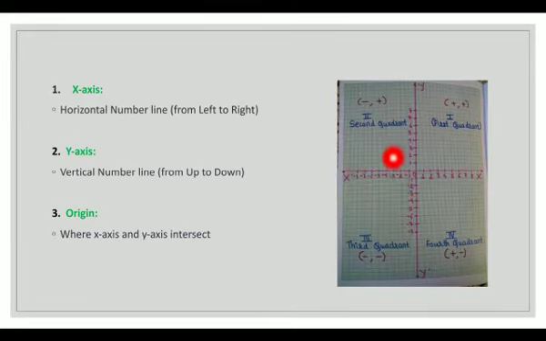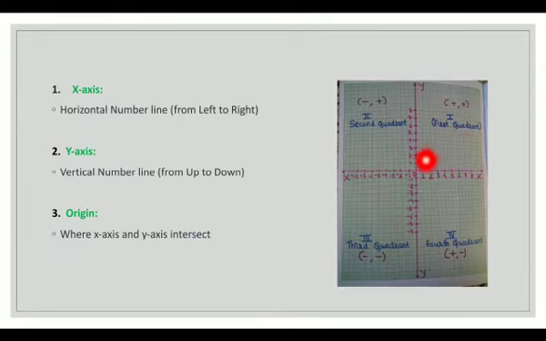As we know, x and y Cartesian plane is broken up into four parts. First part, second part, third part and fourth part. These four parts are called as quadrant and we have to locate all points in this entire xy plane.